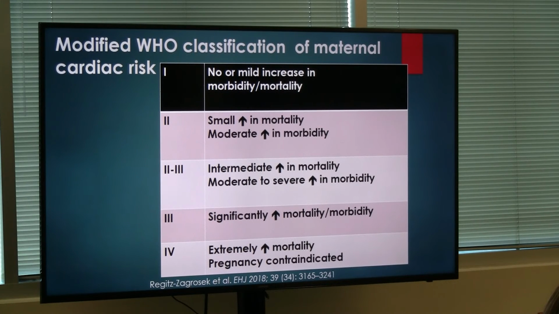WHO 2, these are the cardiac conditions in which there is a small increase in mortality and moderate increase in morbidity. In WHO 2-3, in these conditions, there is intermediate increase in mortality and moderate to severe increase in morbidity. Under 3, there is significant risk of mortality and morbidity, and in class 4, there is extreme risk of mortality. Pregnancy is usually contraindicated.